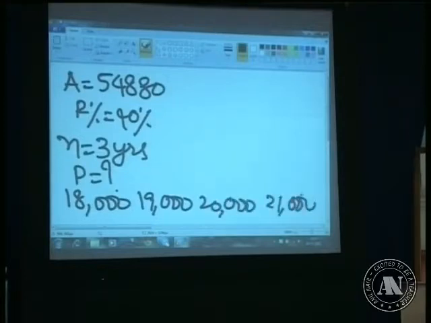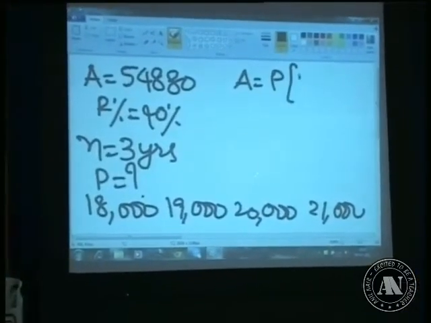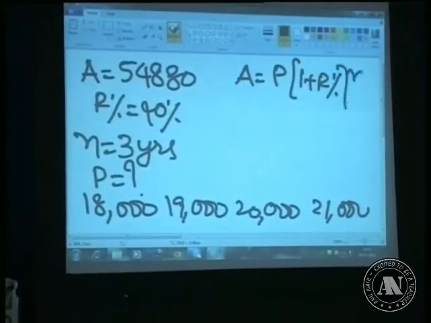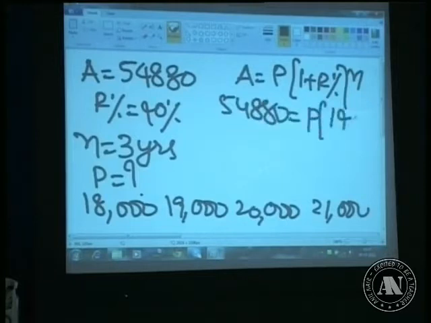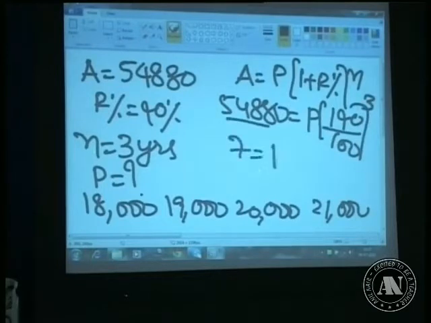Those who have not followed, see the screen. Of the students, please go ahead and solve it. Amount equivalent to P into 1 plus R percentage power N. 54,880 into P into 100 power 3, 9 plus 16, 25, plus 5, 7, 1 plus 4, 5. 5 cube is 125. 125 is 8. Any doubt? P, substitute 20,000. If I substitute 20,000, it will become 2, 2 8s are 16. What is 1 plus 6? 7. Clear?